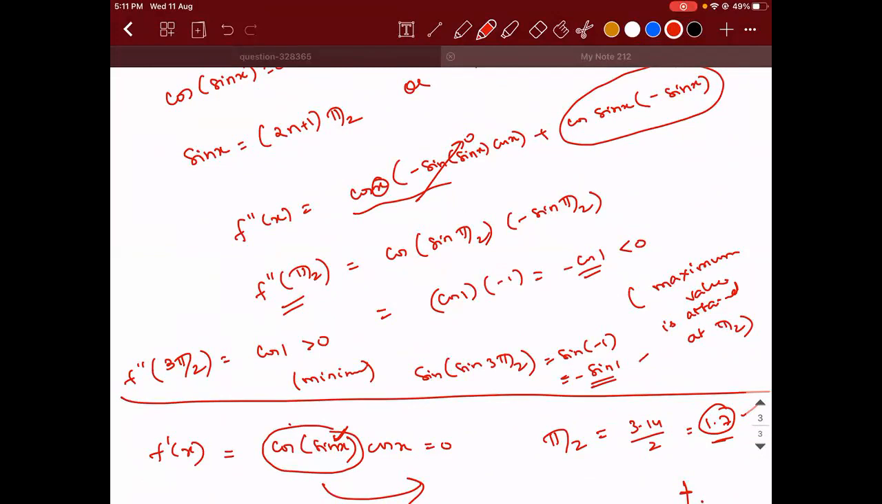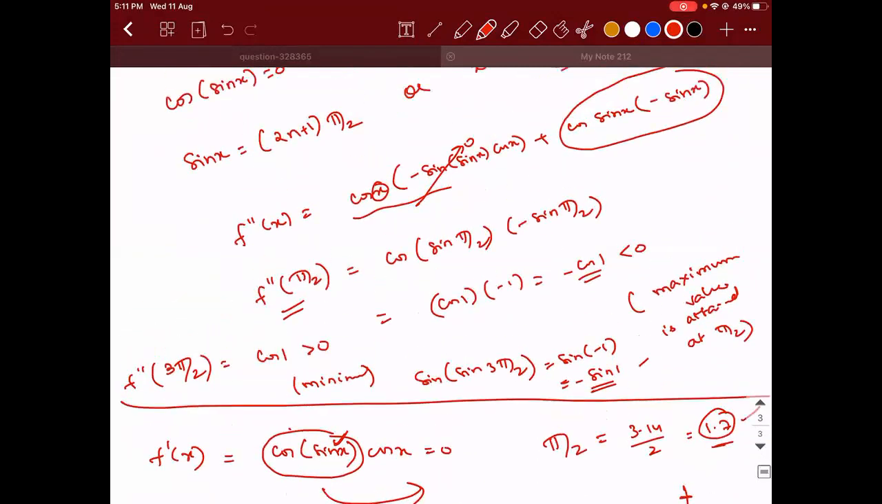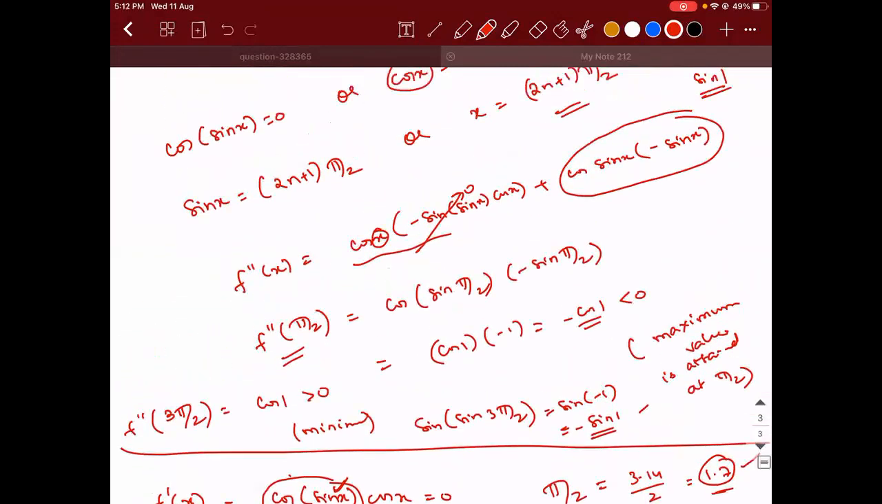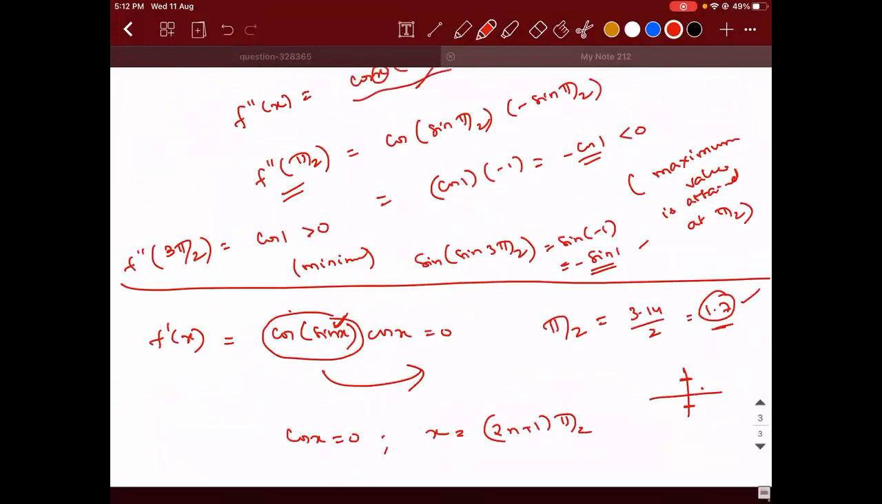Please let me know if there is any step that you want me to explain again. So you can explain from the second derivative, sir. F double dash of 3 pi by 2. See, what is f double dash of x?